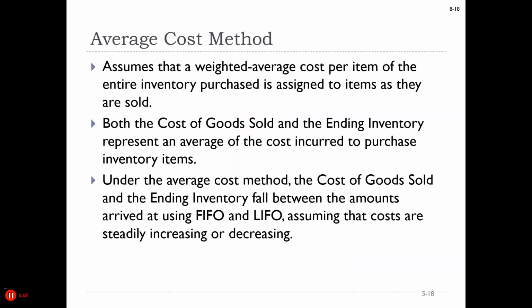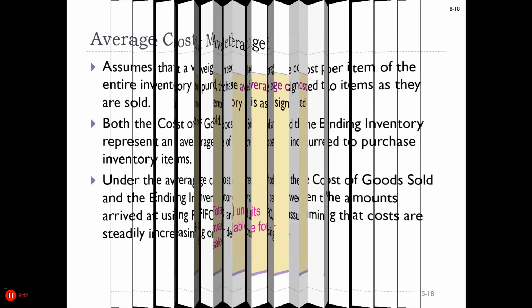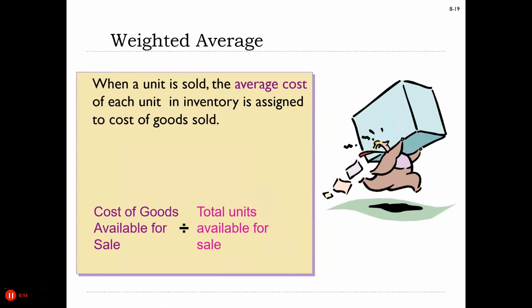Now, what about weighted average? Here we assume that a weighted average cost per unit of the entire inventory purchase is assigned to items as they are sold. But remember, because we're doing perpetual, you have to calculate this average cost every single time you make a sale, so that average cost is changing all the time. So when a unit is sold, the average cost of each unit of inventory is assigned to the cost of goods sold.